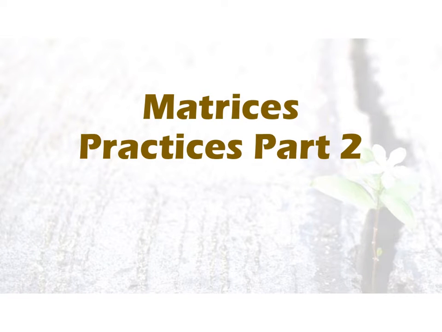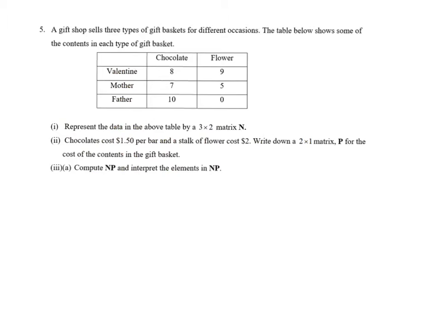Matrices, Practices Part 2. Question number 5. A gift shop sells 3 types of gift baskets for different occasions. The table below shows some of the content. I have Valentine, Mother, Father, that means Valentine's Day, Mother's Day, Father's Day. And the type of things inside the gift basket have chocolates and flour. So represent the data in the above table by a 3 by 2 matrix N.